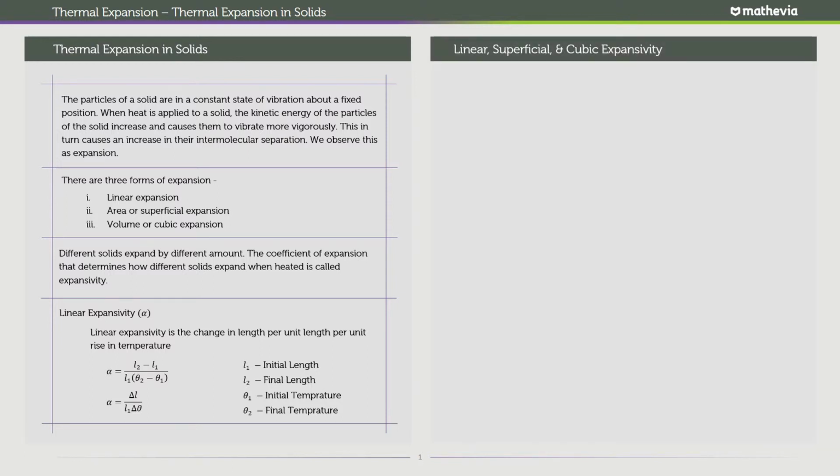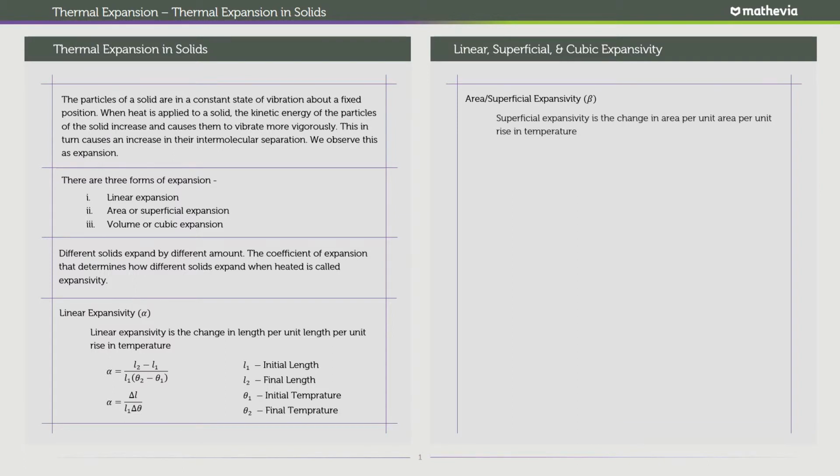Now, let's talk about superficial expansivity. It's pretty much the same thing, but in this case we're talking about area. So superficial expansivity is the change in area per unit rise in temperature. It follows the same formula, but this time we'll call superficial expansivity beta, and beta is A2 minus A1 divided by A1 times theta 2 minus theta 1, where A1 is the initial area, A2 is the final area, theta 1 is the initial temperature, and theta 2 is the final temperature. We often write it in this manner: beta, our superficial expansivity, equals delta A over A1 delta theta.